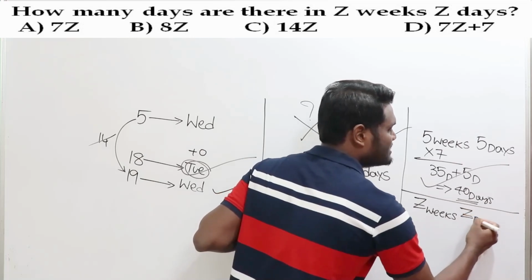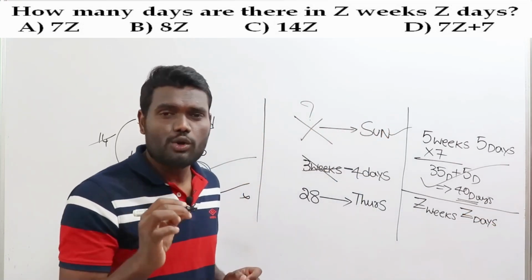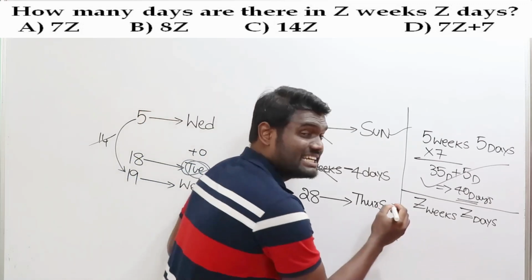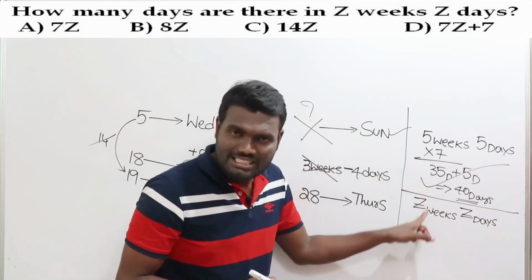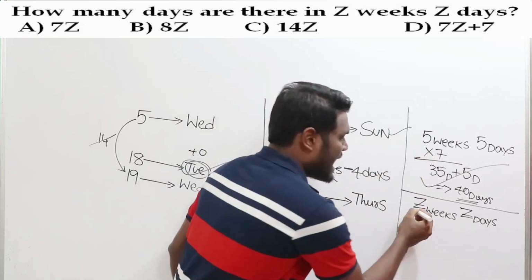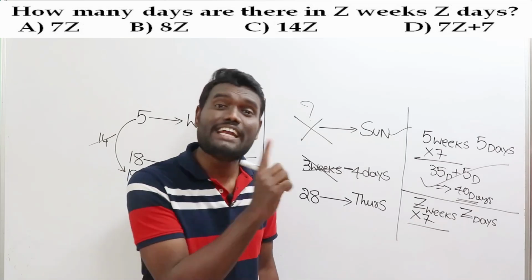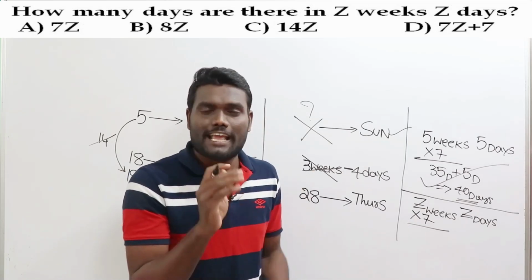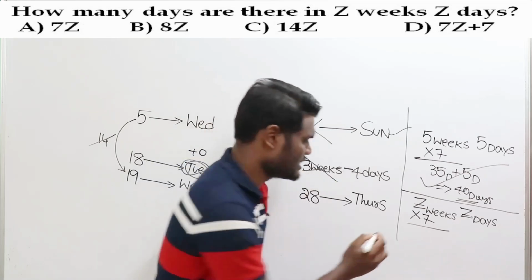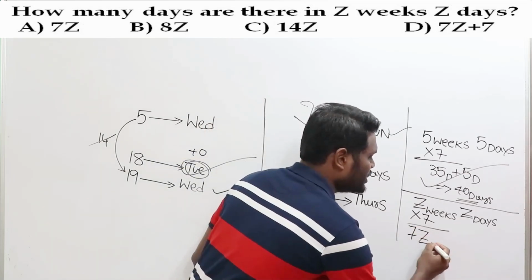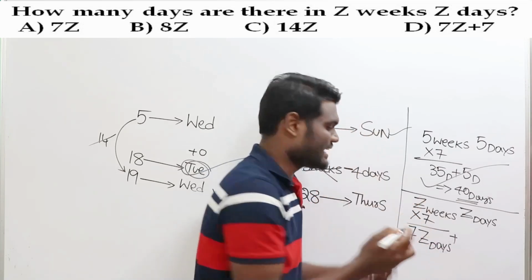Z weeks, Z days. How many days are there in Z weeks, Z days? You already know that a week is like 7 days. As it is Z weeks, I am just using a variable instead of a number. Just a change of variable. As a week is like 7 days, Z weeks will have 7 into Z days. Why? Because if a week has 7 days, Z weeks will have 7 into Z days, and we have Z more days extra.